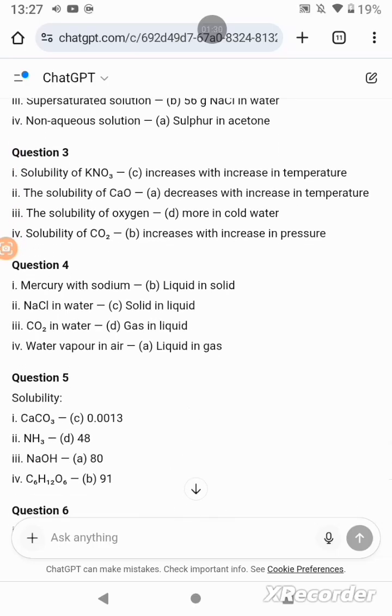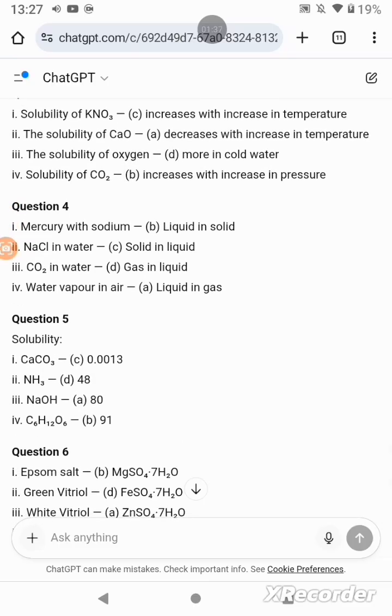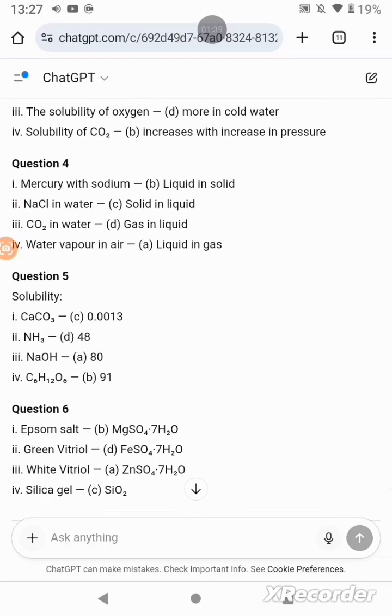Question 3. Solubility of KNO3: increases with increase in temperature. The solubility of CaO: decreases with increase in temperature. The solubility of oxygen: more in cold water. Solubility of CO2: increases with increase in pressure.